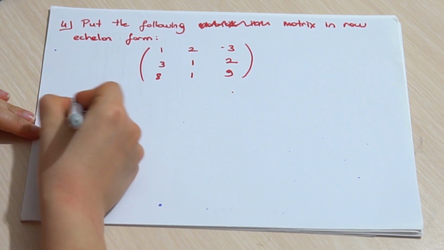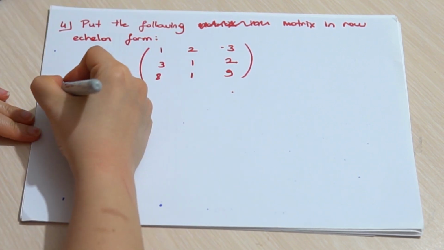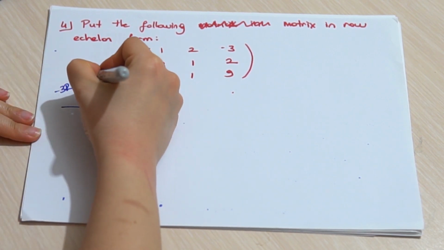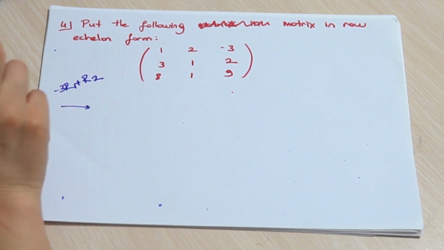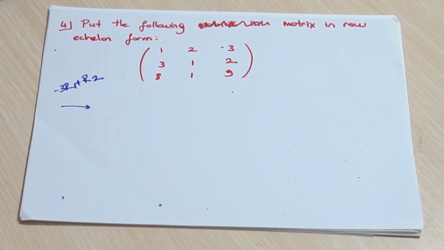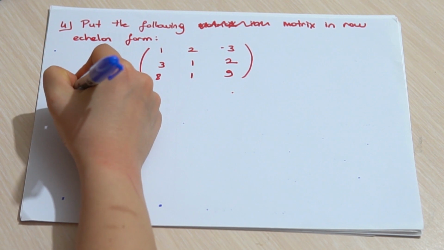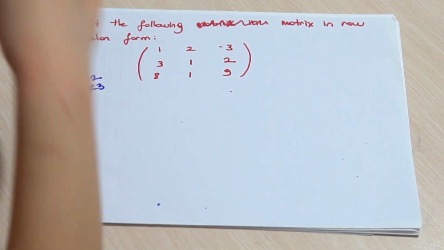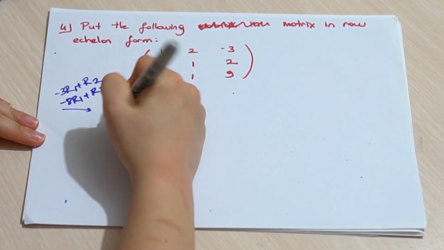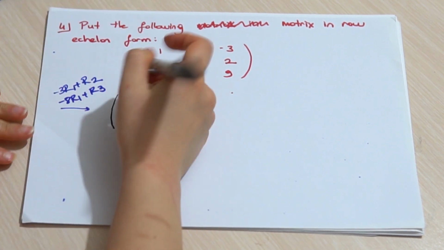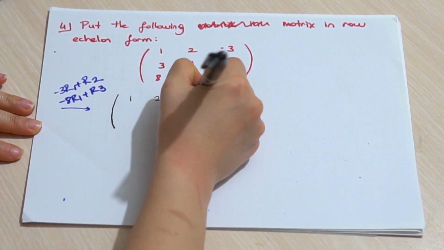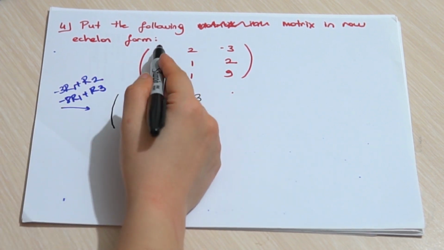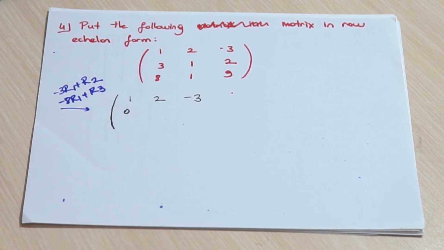So we should add minus 3 row 1 to row 2, so we will get rid of this 3. And we should also add minus 8 row 1 to row 3. Let's look at what will happen to the matrix. Now after I add this, I will have 1, 2, minus 3 here. I didn't do anything for row 1. Then I will have 0 here.